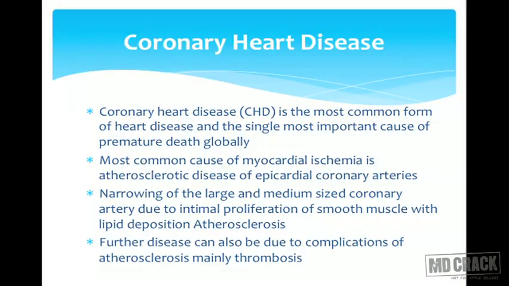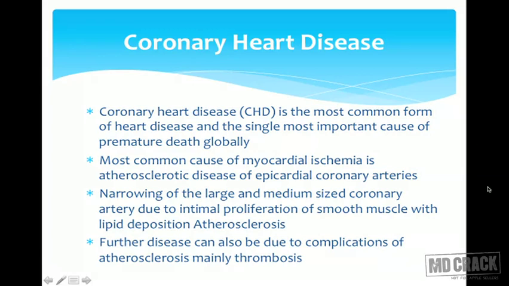Coronary heart disease, as it is said, is the most common form of heart disease and the single most important cause of premature death globally. The most common cause of myocardial ischemia, I hope by this point you must know what ischemia is, that is reduced blood supply to the muscles. If we are talking about the cardiovascular system, yes, it is the reduced blood supply to the muscles of the heart, mainly myocardium. The most common cause of myocardial ischemia is atherosclerotic disease of epicardial coronary arteries.